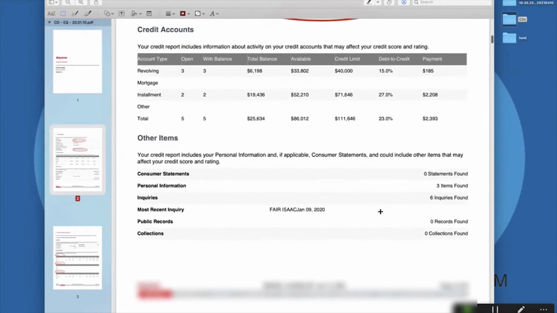Now, we'll be going through each of these sections, but what I need you to see is that there are consumer statements, personal information, inquiries, what is the most recent inquiry, and that was the purchase of a MyFICO updated advanced credit monitoring profile, and then there's public records and collections. So we'll be going through each one of these sections as we get to them.